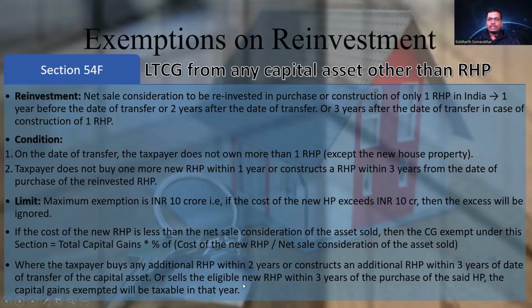Now here also, this is similar to Section 54EC. If you are selling the new residential house property within 3 years of the purchase, the capital gain exempted will be taxable in the year of sale.